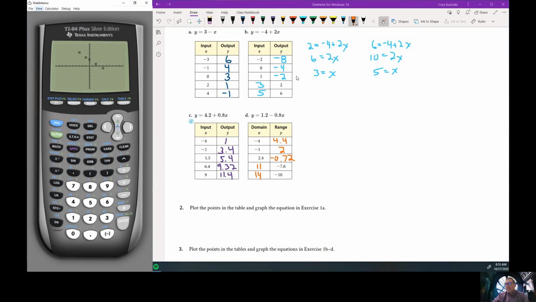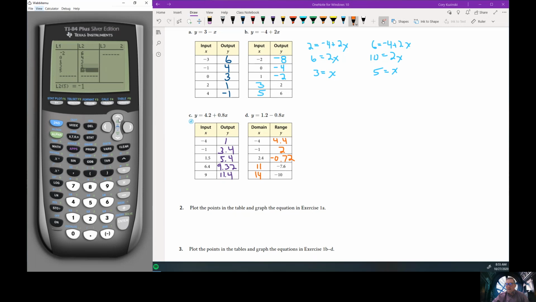All right, let's do that again, because that's what number 3 says, plot the points in the tables and the graphs for 1b through 1d. So let's do this one more time. Let's go to stat, edit, go up to the top to L1, hit clear, don't hit delete, and then hit down. We're going to put in these values, -2, 0, 1, 3, and 5.